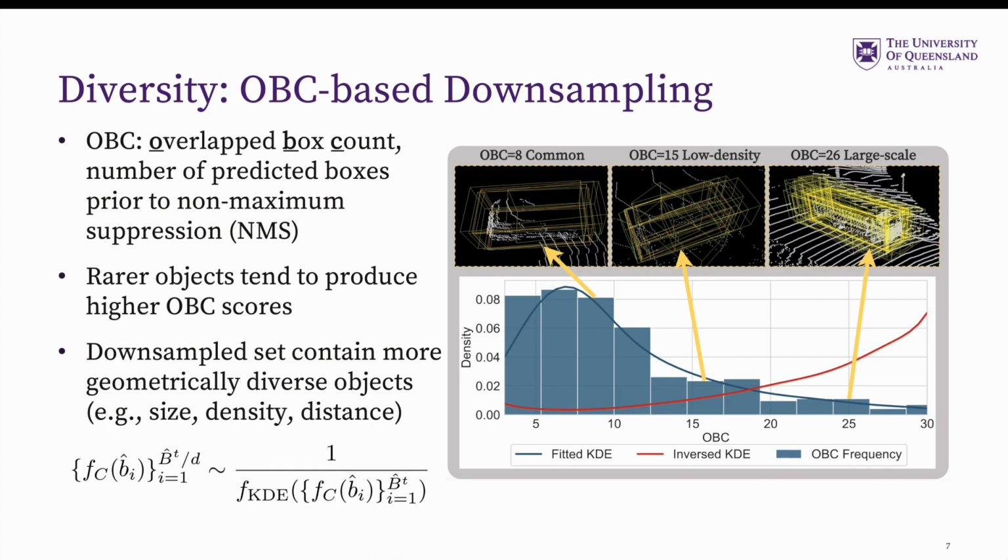To solve the object shifts, we propose an OBC-based downsampling approach to downsample the pseudo-label set to make it contain more geometrically diverse objects. We introduce the overlapped box count metric, representing the number of predicted boxes prior to NMS, as an effective measure of object diversity. We feed OBC values of the whole pseudo-label set to kernel density estimation, then use the inverse KDE probability density function that assigns higher probabilities to pseudo-labels with higher OBC values during the downsampling. This will produce a balanced OBC distribution in the downsampled set, indicating greater geometric diversity.